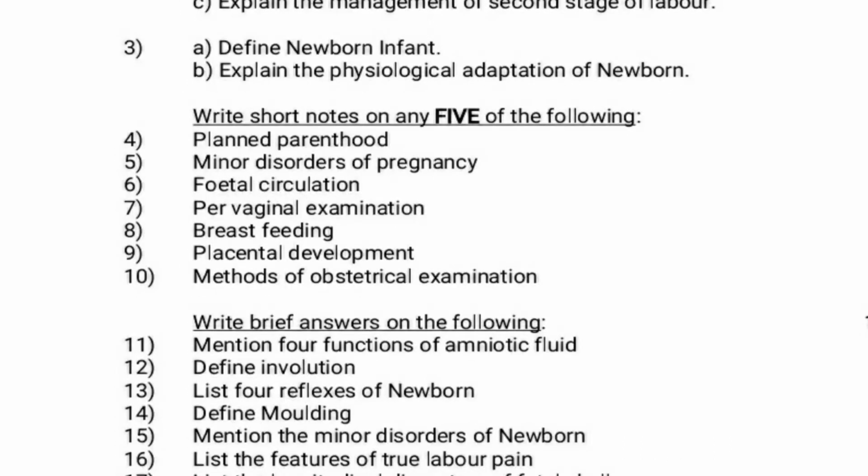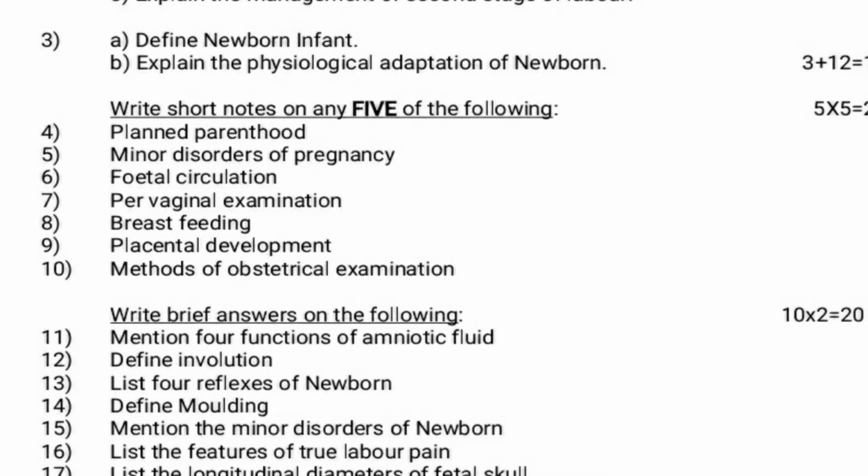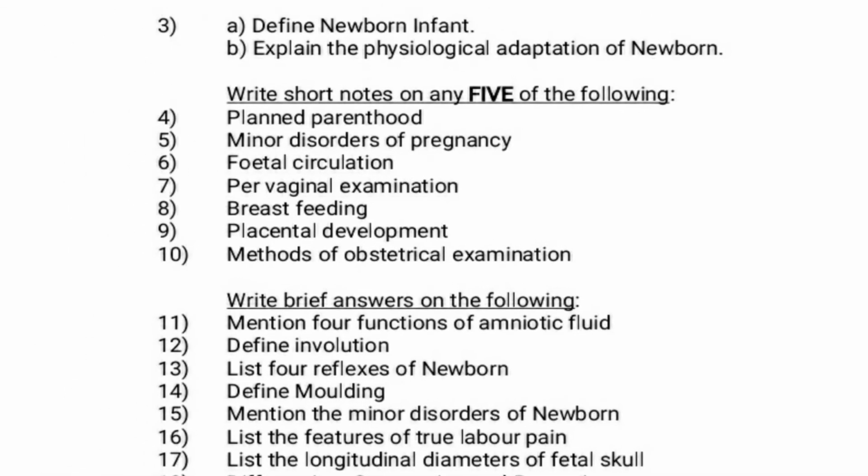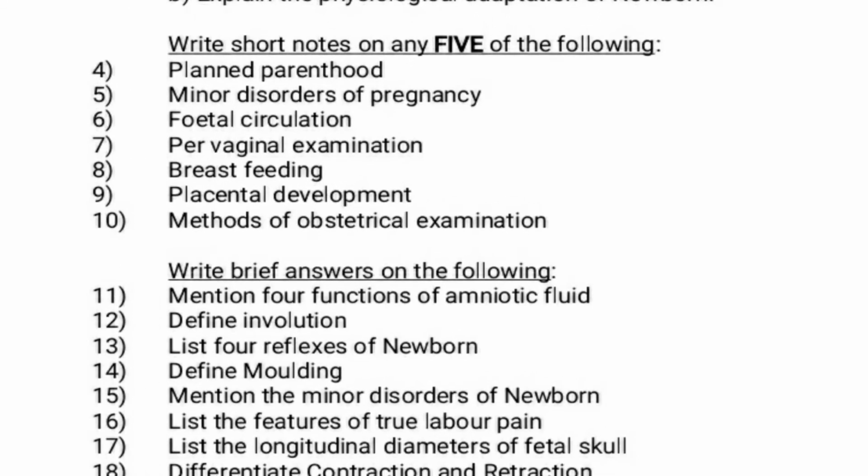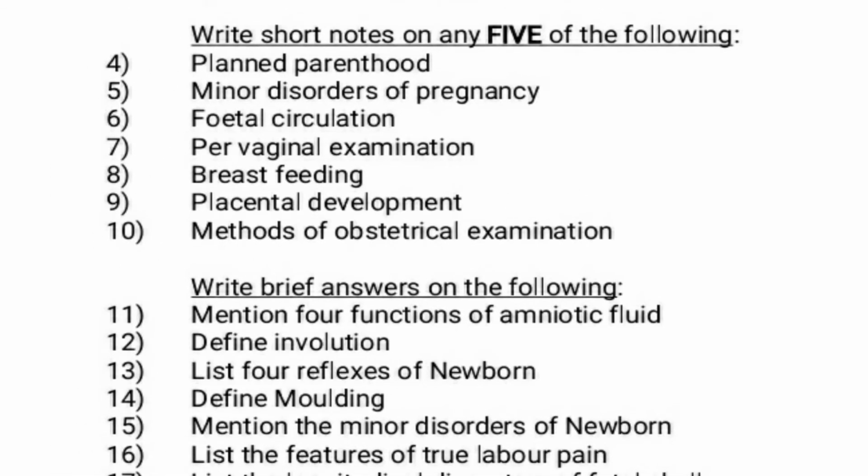Next, write short notes on any 5 of the following. Here 5 into 5 is equal to 25 marks. They will give 7 short notes. Out of those 7, you have to answer only 5. Fourth question is planned parenthood. Fifth question, minor disorders of pregnancy. Sixth question, fetal circulation. Seventh question, pervaginal examination. Eighth question, breastfeeding. Ninth question, placental development. 10th question, methods of obstetrical examination.